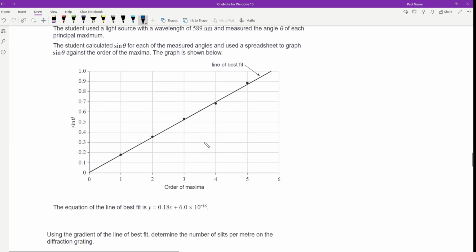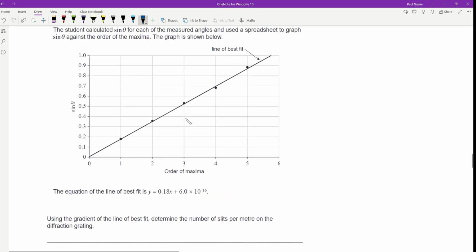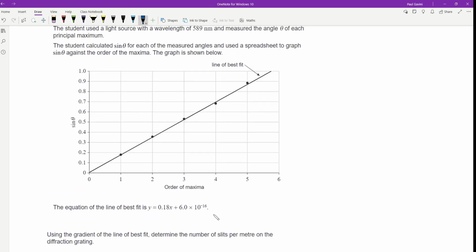So this particular student, for different orders of maxima, so here you have them, they actually measured theta and then worked out the sine of it. And it's a nice linear relationship, which shows a direct proportionality, which is something that you would expect. The equation of the line is such and such, very low value, so we can actually say that's a low systematic error.